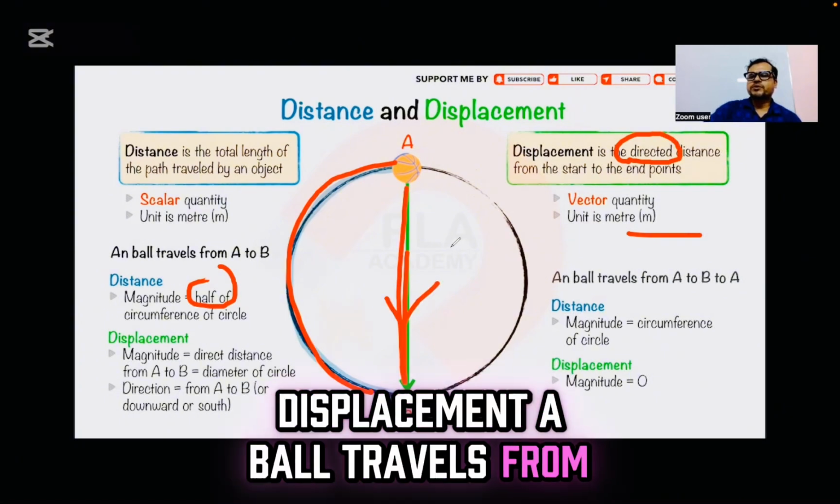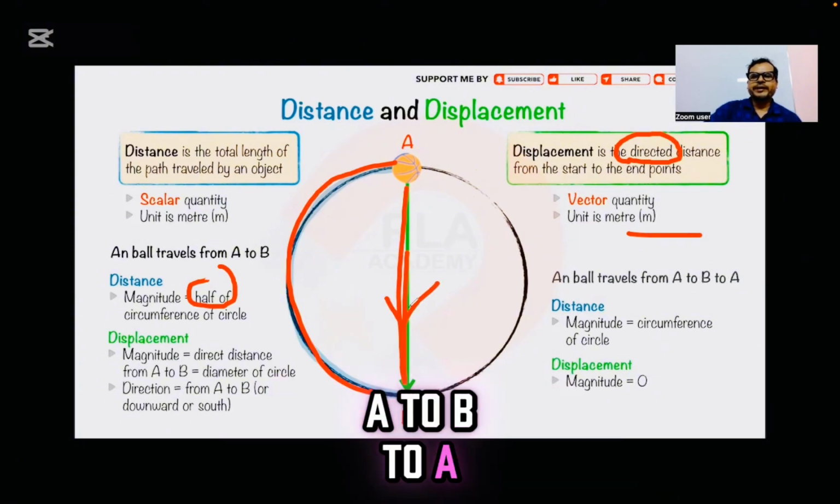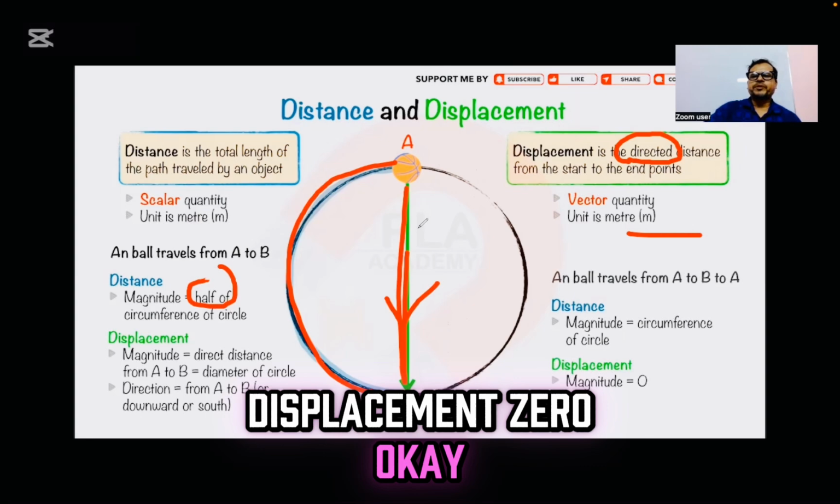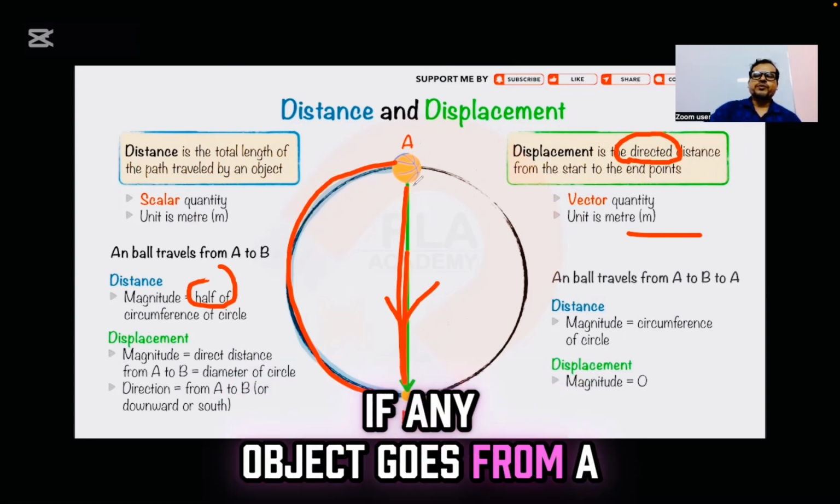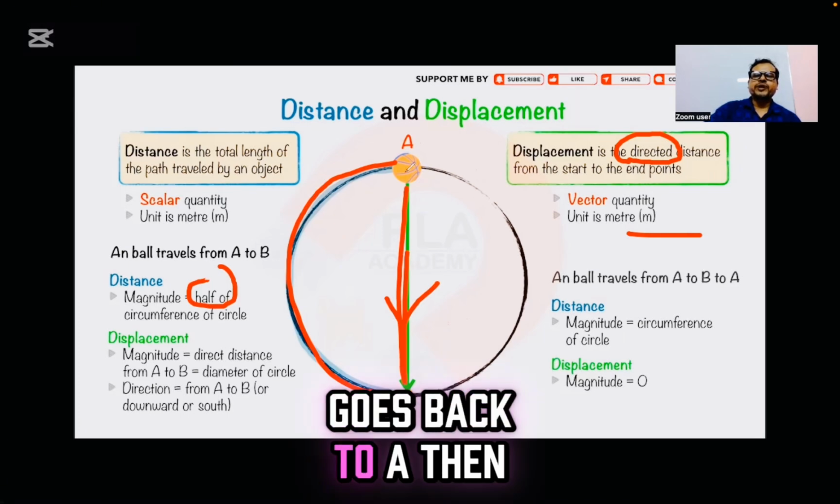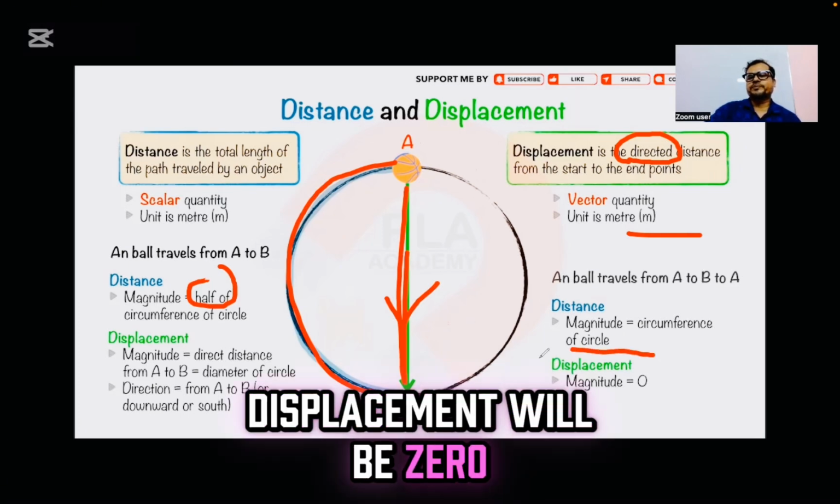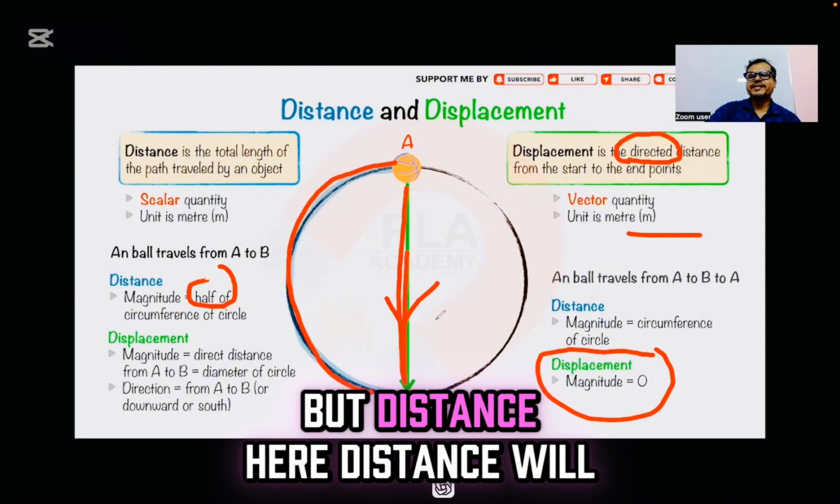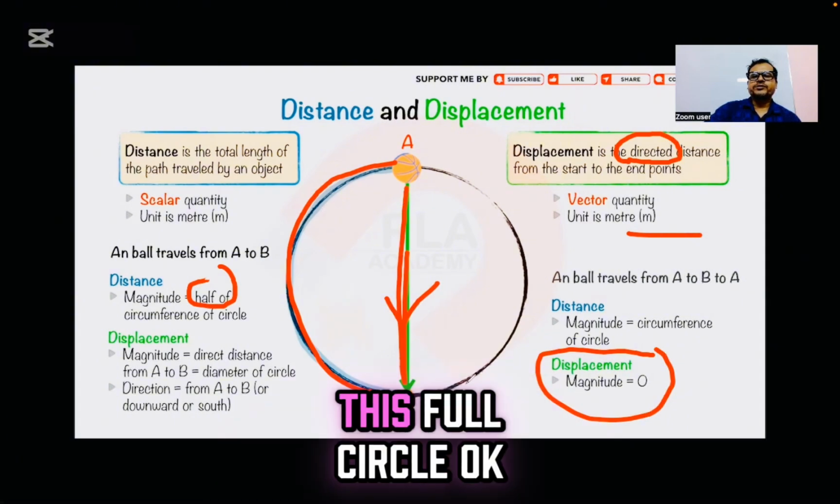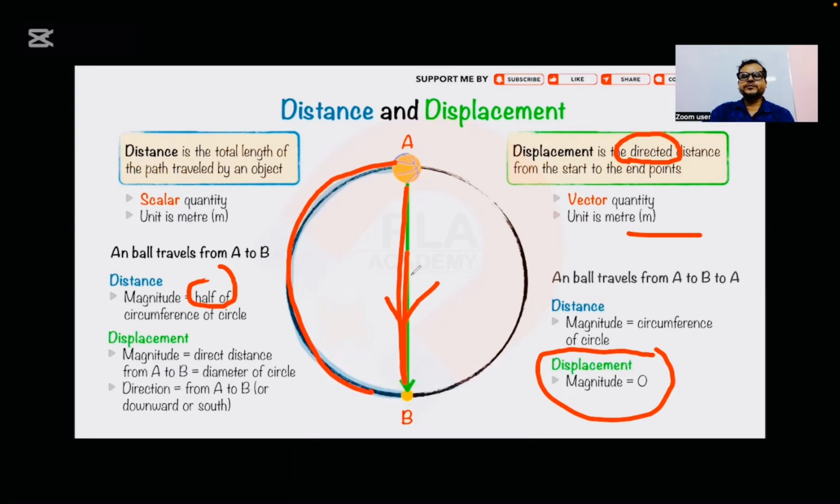This is actually the displacement. If a ball travels from A to B to A, the distance is the circumference of the circle, and the displacement is 0. If any object goes from A to B and goes back to A, then the displacement will be 0, but the distance will be the full circle.